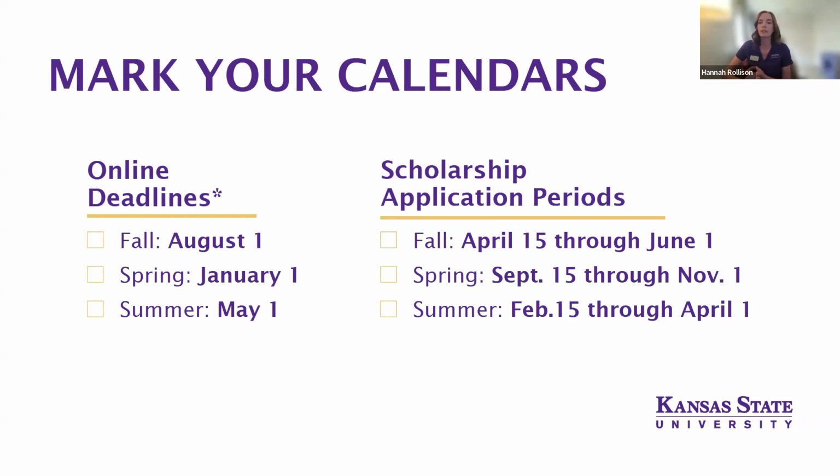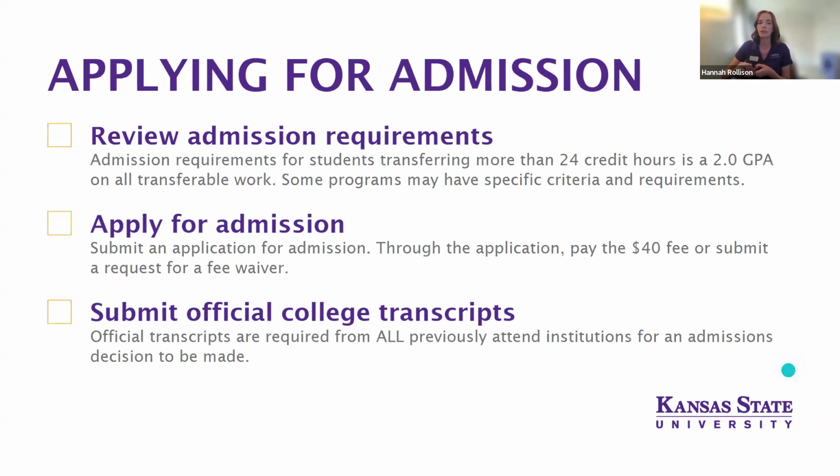So the three components we need from you when applying: you'll need to fill out our application and submit that with your information. You'll need to pay the application fee, either paying the application fee or requesting a fee waiver. And then you will also need those official transcripts sent to us. So do keep that in mind.